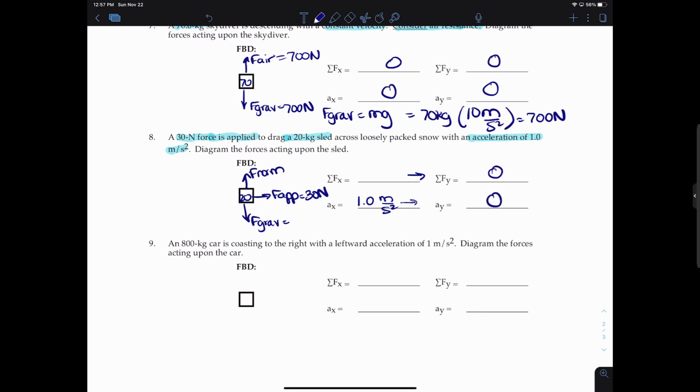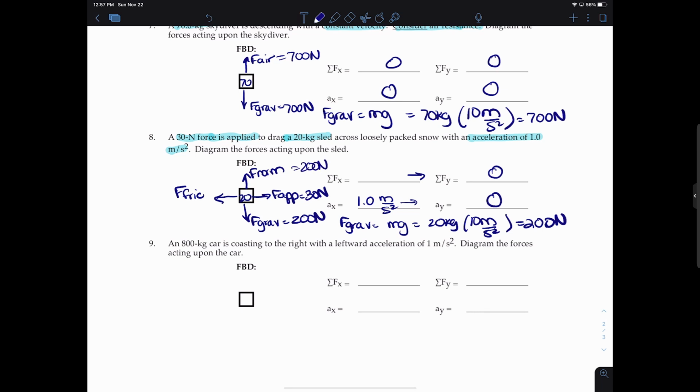So our y forces are all 0. And we are going to end up with a friction force. It doesn't tell us, but I'm assuming it's across loosely packed snow. It's probably going to have some friction, but we'll see what happens. So we're going to start as we normally do. F grav equals m times g, which is 20 kilograms times 10 meters per second squared, which equals 200 newtons. And it's balanced, so that's 200 newtons.